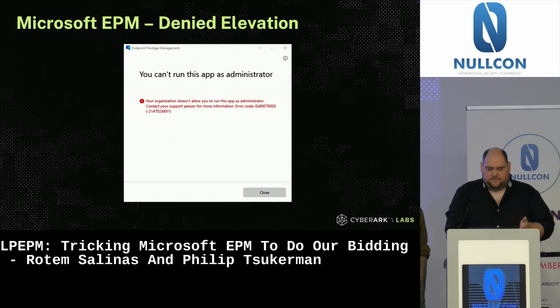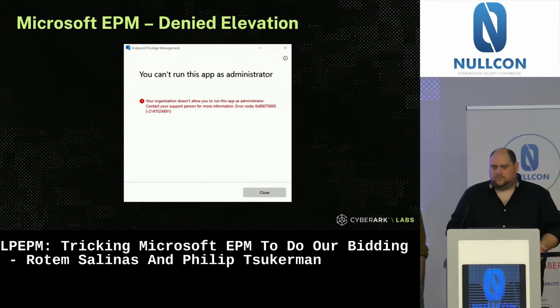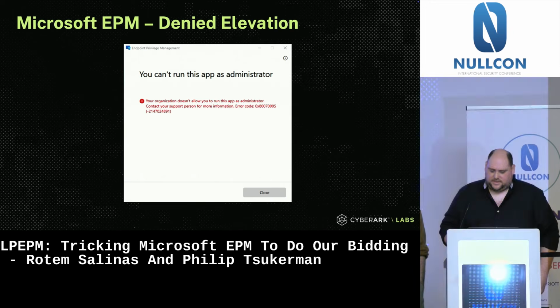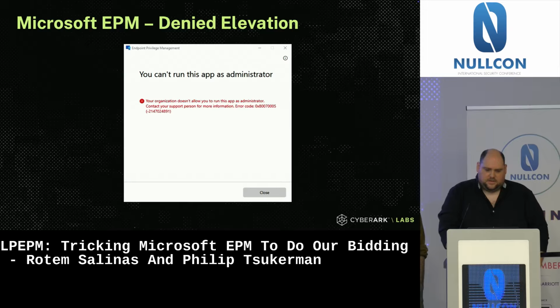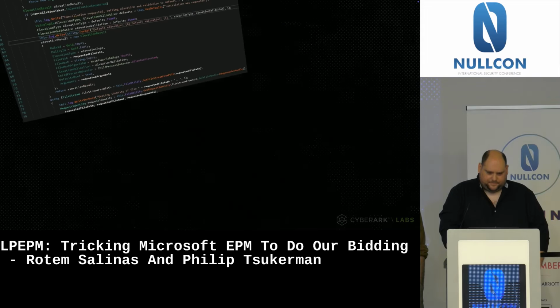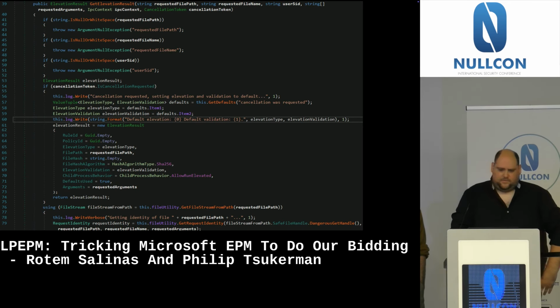And this is basically how the dialog that shows when denied elevation happens. So now that we know what EPM is all about, let's look for some bugs. So I began my search while reverse engineering the EPM service binary, and I was looking for a function that was handling the hash calculation.